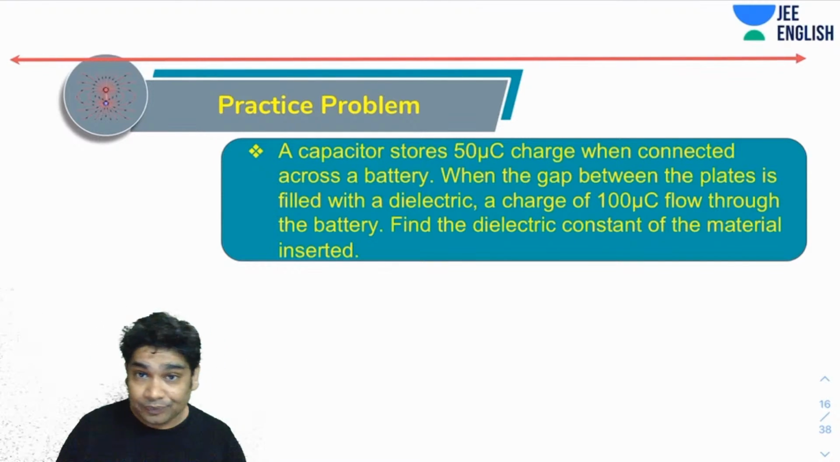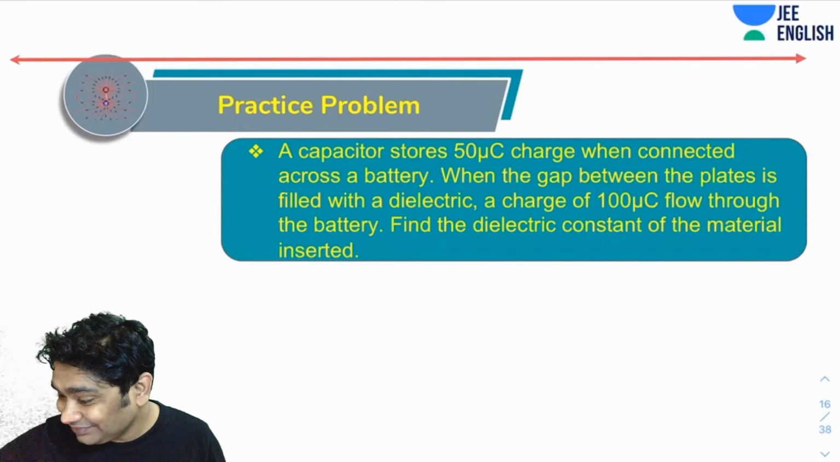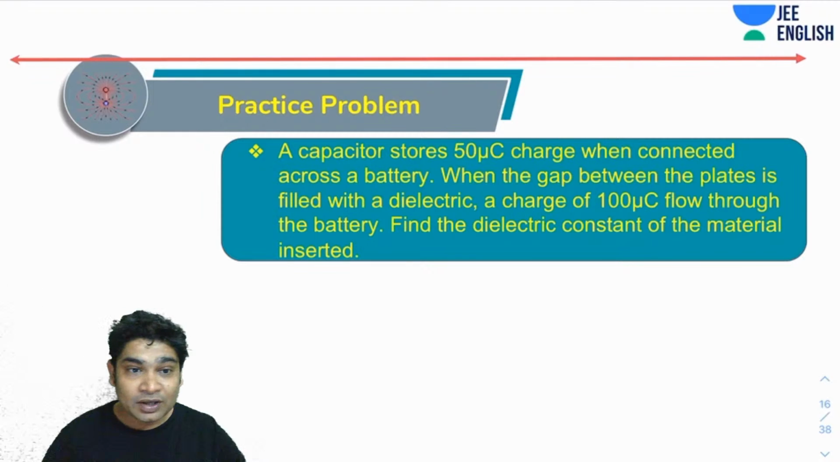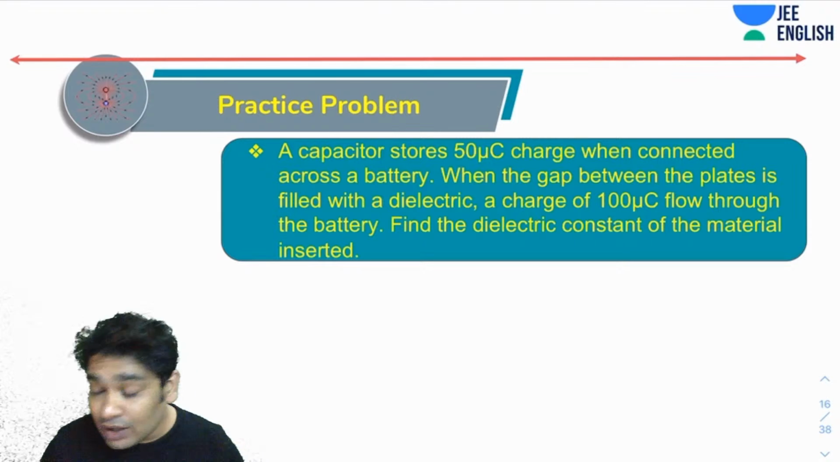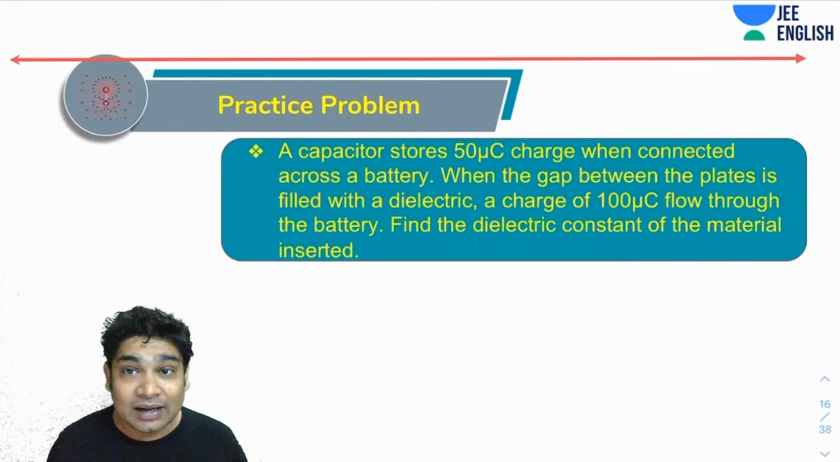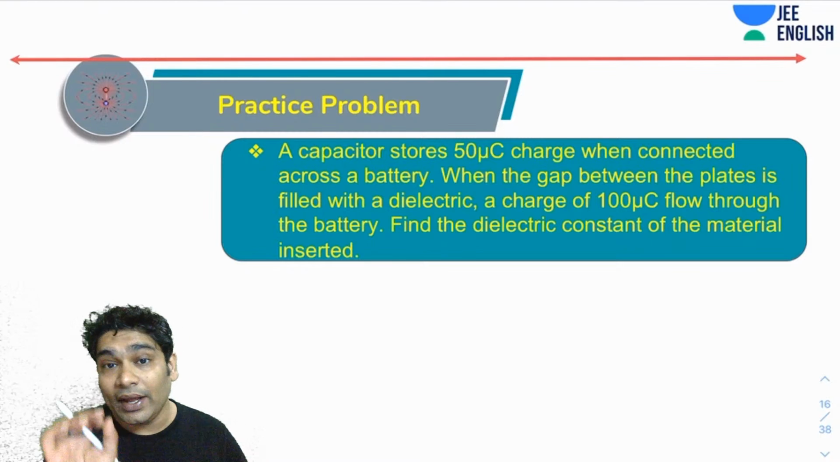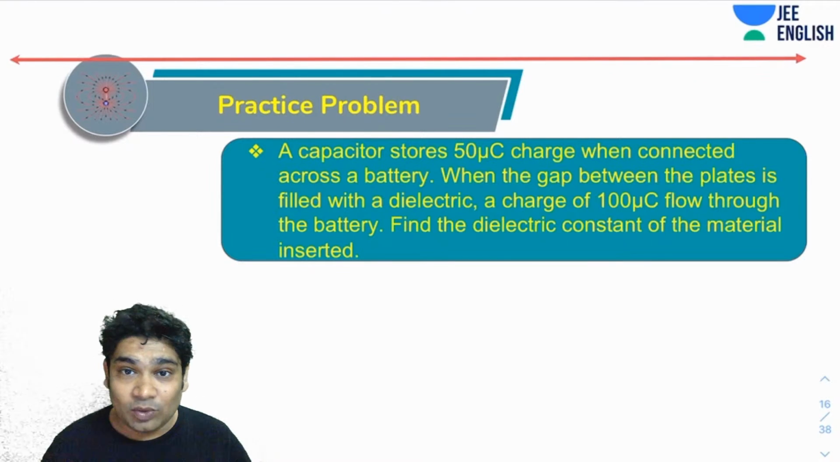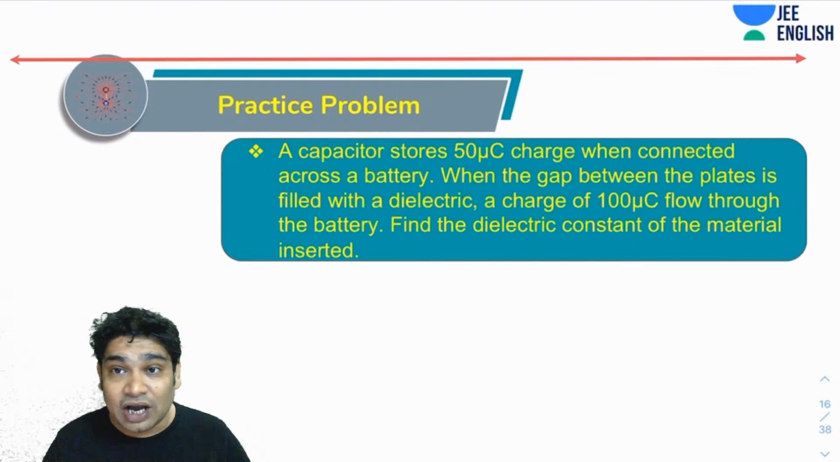So, strange enough, you guys are not participating as usual. It's fine. Why don't I go ahead and solve this? What does the question say? The question says that a capacitor is storing 50 microcoulombs of charge when it is connected across a battery. If the gap is now filled with a dielectric, a charge of 100 microcoulombs flows through the battery.